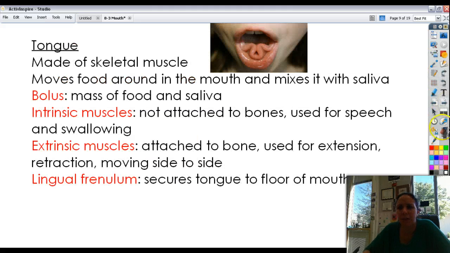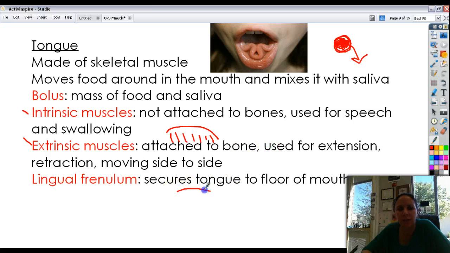Okay, your tongue is made out of skeletal muscle, and its job is to move food around and mix it with saliva. And when you swallow food, it turns into a bolus. A bolus is just what you call food all mixed up with saliva, ready to go down into your stomach. You have lots of muscles in your tongue, but two types, intrinsic and extrinsic. Intrinsic muscles are usually on the surface of your tongue, and they're not attached to any bones, but they're used for speech and swallowing. Then we have some other muscles that lie underneath those, called extrinsic muscles, and their job is for extension, retraction, and moving your tongue side to side.